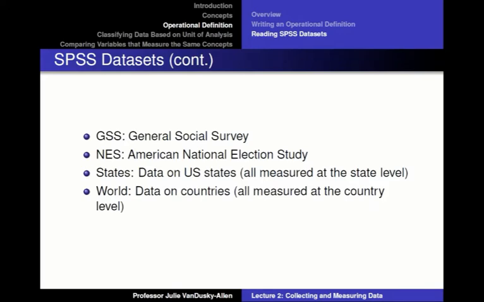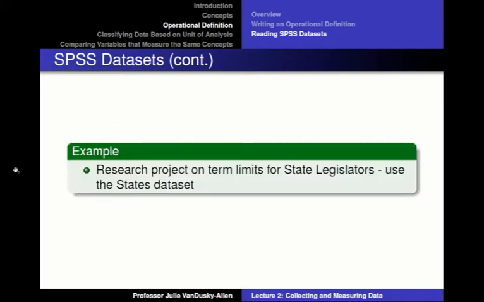The 4 data sets available for analysis in this class are the GSS, the NES, states, and world. The GSS and NES are surveys of individuals. The states data set is a data set with data on the 50 U.S. states. And the world data set is a data set with data on countries throughout the world. So if you were conducting a research project on term limits for state legislatures in the U.S., the best data set to use is the states data set. So the next step is to see if there is a term limits variable in the data set.